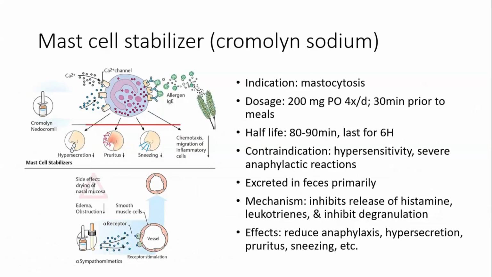Okay. The next medication is the mast cell stabilizer or cromolyn sodium. So this is indicated for mastocytosis. Mastocytosis ni is the excess number of mast cells gathering in the body's tissue. So it is a very rare condition.